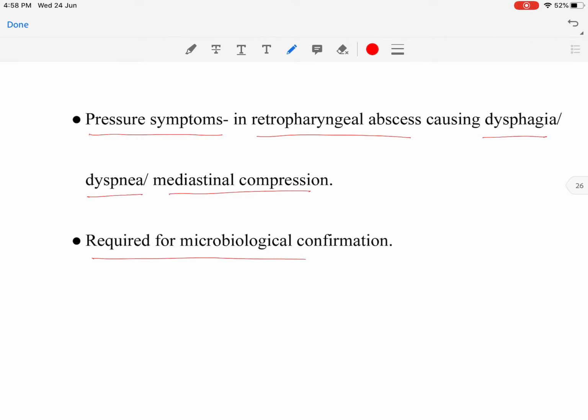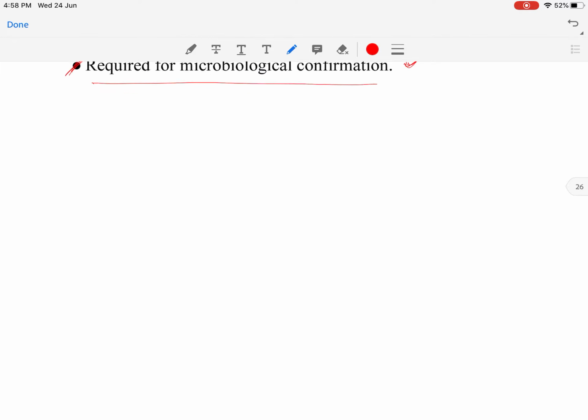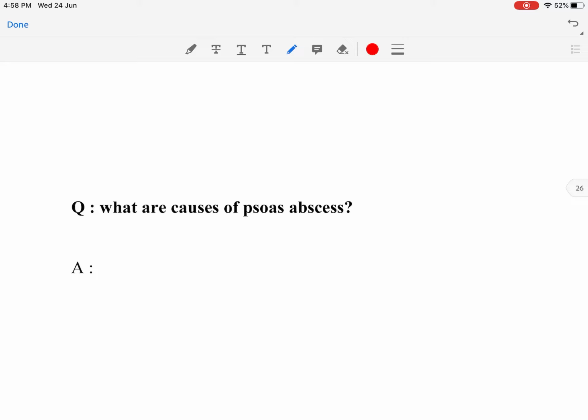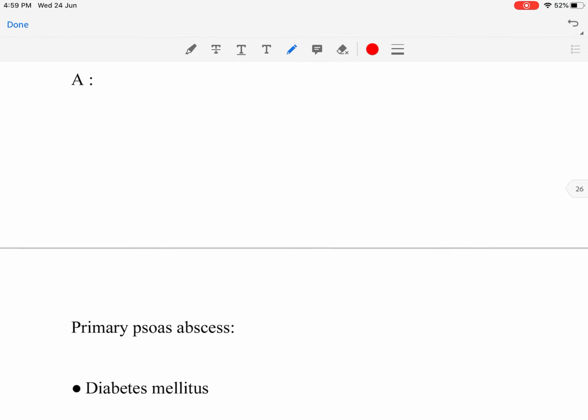And also this aspiration or drainage can be required if we require a microbiological confirmation about the organism causing these psoas abscess or any cold abscess. So what are the causes of the psoas abscess in general? We have discussed one cause. We are discussing that tubercular spine is one of the causes, but it is not the only cause. So we should know the other causes of the psoas abscess.